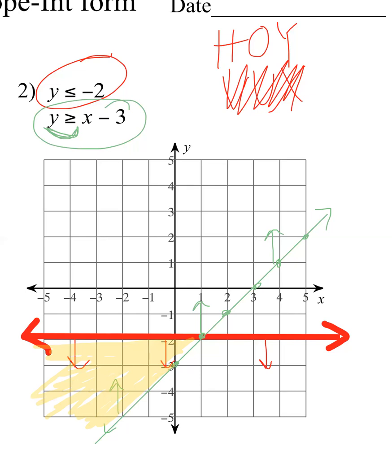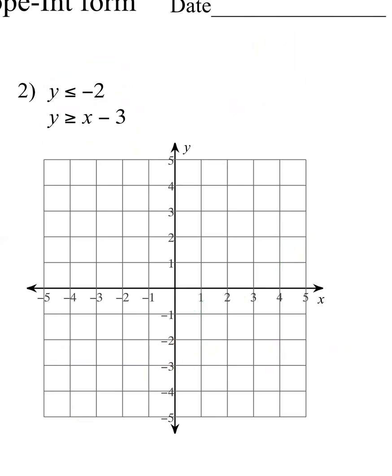Hopefully that one makes sense. All right, so if it's a horizontal-ish pair, just graph it like you normally would. Then all the same rules apply. Okay, one last one to do together, number 4.